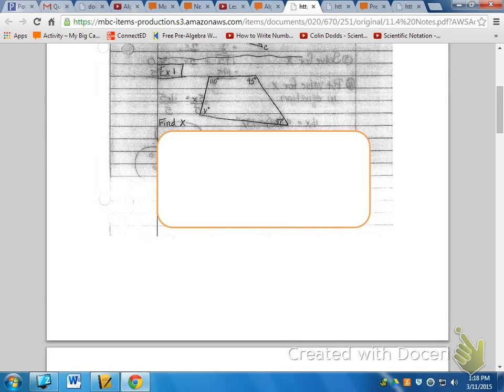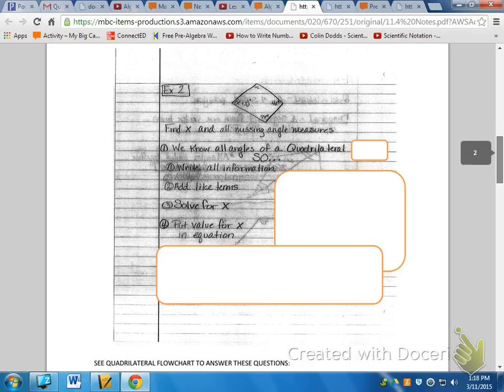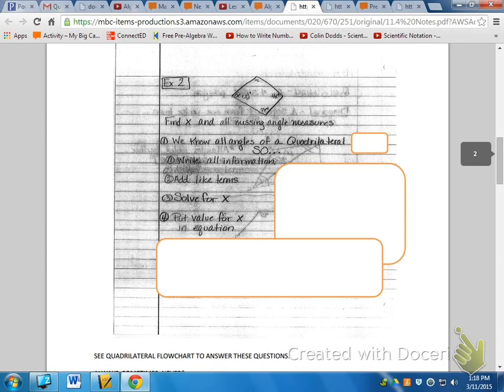Example 2. With example 2, there's more unknown information and the directions change a little bit. At the top it says 116, this says 4x, this says 74, and this says x plus 5. The directions now say to find x and all missing angle measures. So I'm going to follow the steps listed there.